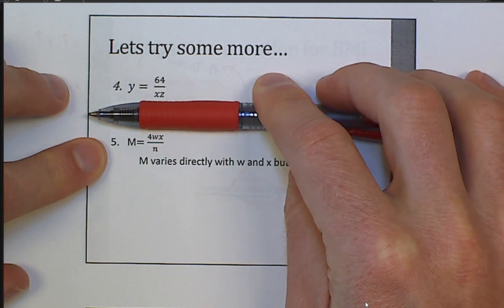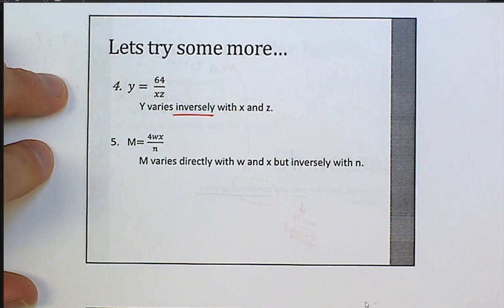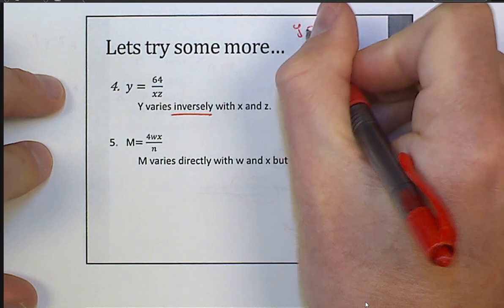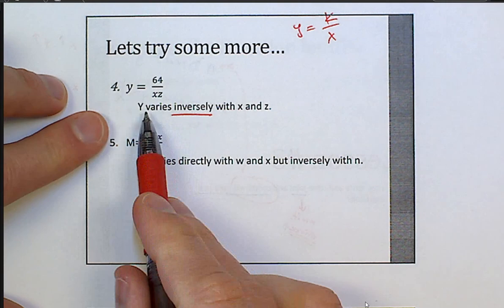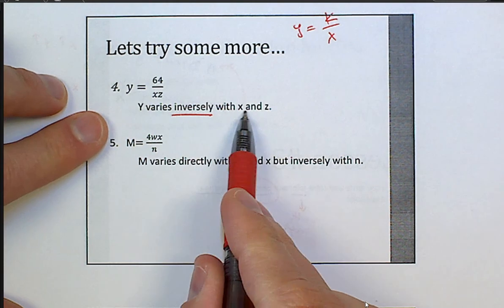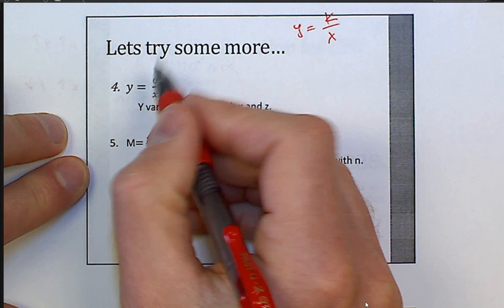So you see division. As soon as you see division, you have to be thinking inverse, right? Remember, in inverse variation, the k value or the constant is on top over the x. So this would be y varies inversely with x and z. Okay? 64 would be your k value in this situation.